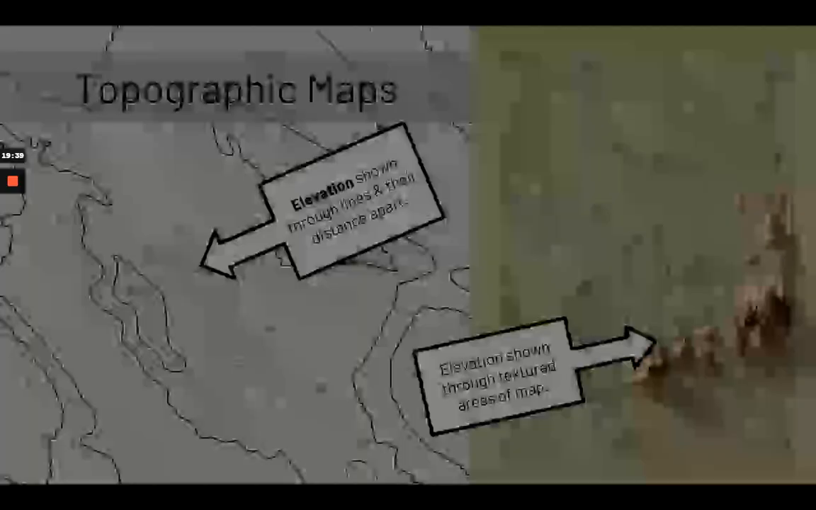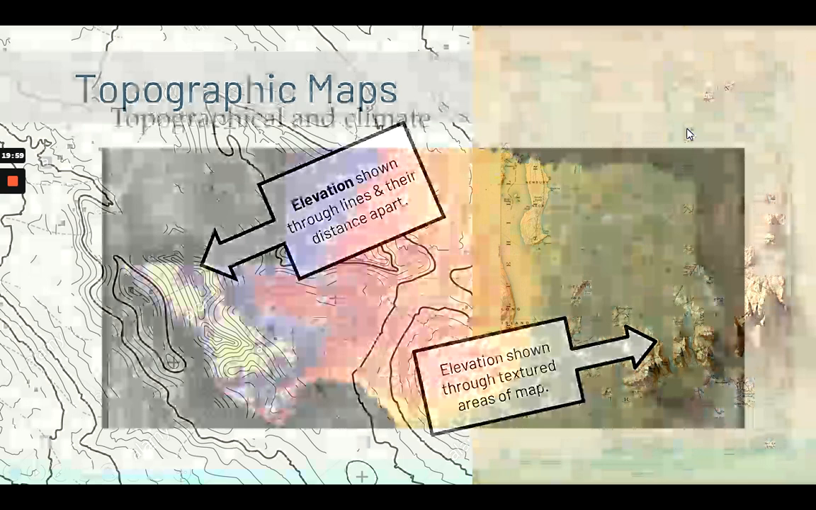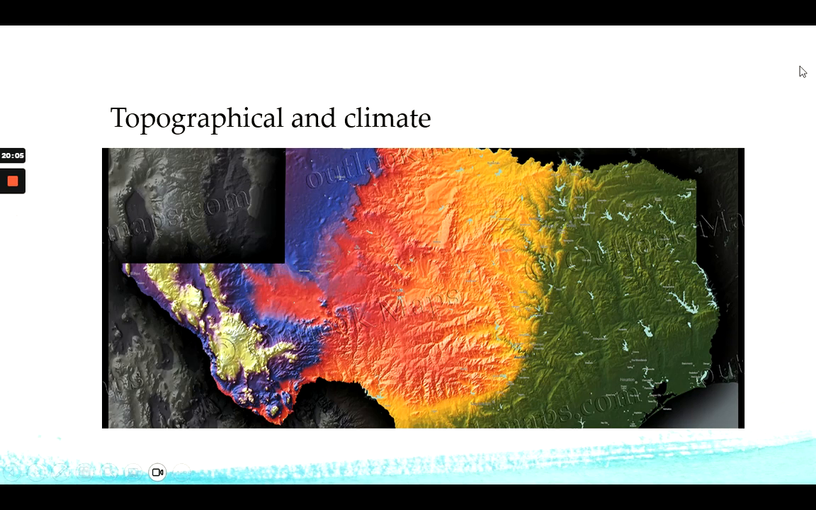So this is a topographical map and an isoline map. Don't forget isoline map. Isoline maps have lines. Both of these are topographical, as they show altitude. Here's a topographical and a climate map. Notice East Texas has a different climate than West Texas.